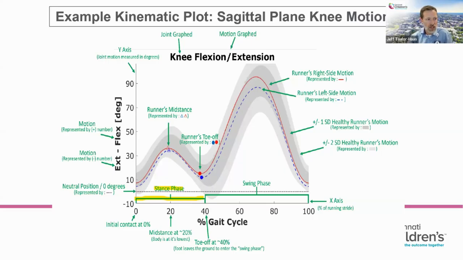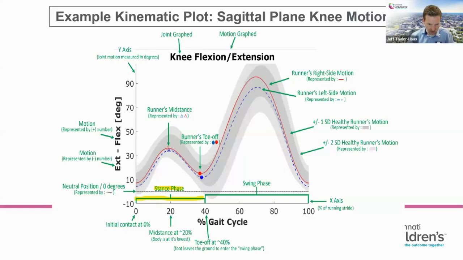So this is a typical kinematic plot. And on the x-axis, this represents the percent of the gait cycle from 0 at initial contact to 100 when that same foot is about to hit the ground again. The y-axis represents joint motion. And on this y-axis, 0 degrees will represent full knee extension because we're looking at the sagittal plane knee position. Any value above 0 is knee flexion, so increasing amounts of knee flexion. Any value below 0 would be knee hyperextension.